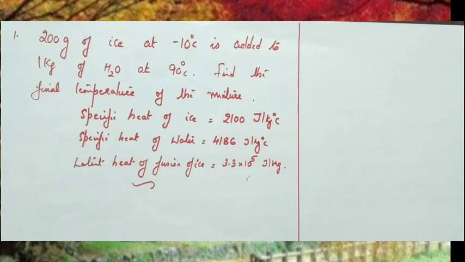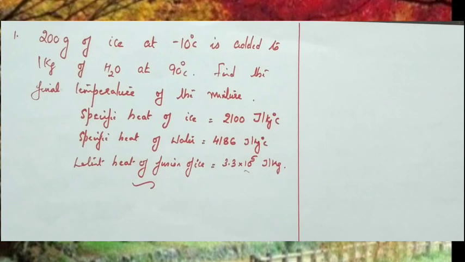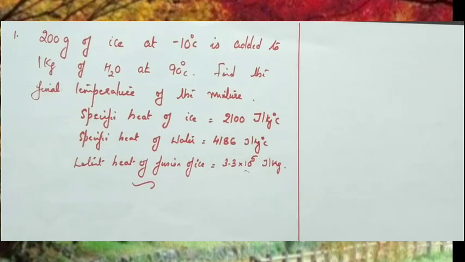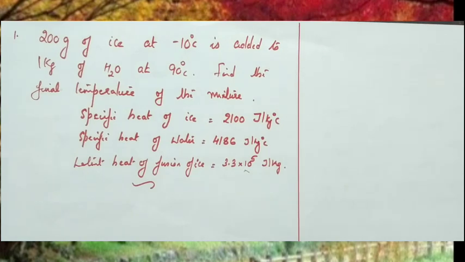Today we can do some numericals relating to thermal properties of matter. 200 gram of ice at minus 10 degrees Celsius is added to 1 kilogram of water at 90 degrees Celsius. Find the final temperature of the mixture. Given: specific heat of ice 2100 joule per kilogram degree Celsius, specific heat capacity of water 4186 joule per kilogram degree Celsius, latent heat of fusion of ice 3.3 into 10 raised to 5 joule per kilogram.